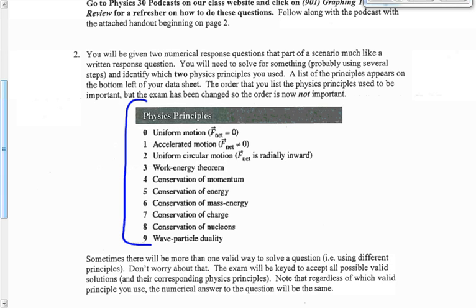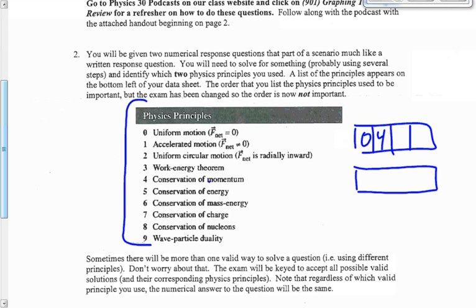When we list these as a numeric response, let's say you use the physics principles uniform motion and conservation of momentum, you would list in your numeric response boxes 0 and 4, or 4 and 0. It doesn't really matter which order. They tell you it matters what order to put it in, but it doesn't. In the information bulletin, they've said you can put them in either order, 0, 4 or 4, 0. So don't worry about that. Let's say we use principle 1 and principle 9. We fill them in like this, or it could be 9, 1 instead of 1 and 9.